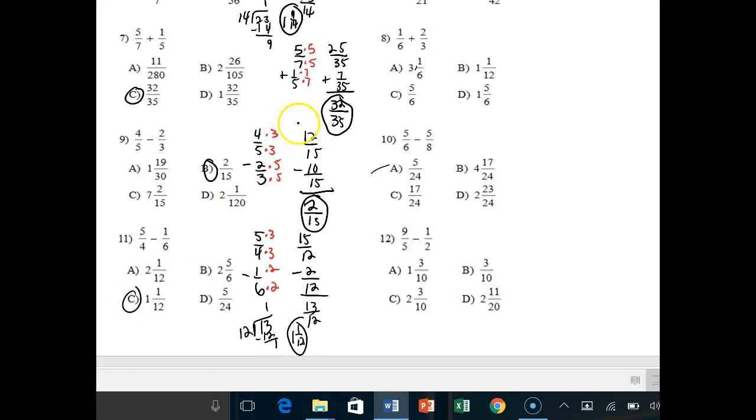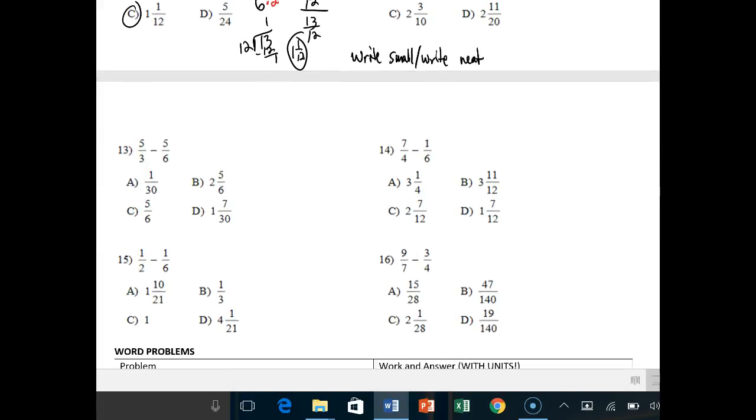Stop, make sure your paper is nice and neat, just like mine right now. And when you do yours, make sure yours is nice and neat. You're going to have to write small, write neat. Right? Yes, you need to write that down.